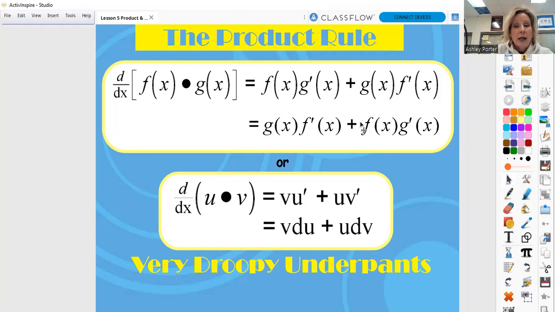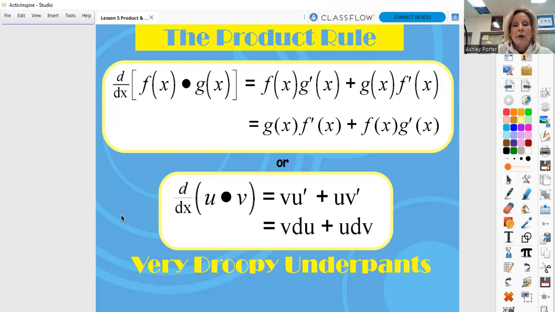Notice that on this second row I have put the g of x f prime first and the f g prime second. There's a reason I'm doing that. And I think it's going to, number one, help you memorize this rule and the quotient rule together, but it also allows me to give you a little jingle that's more memorable.